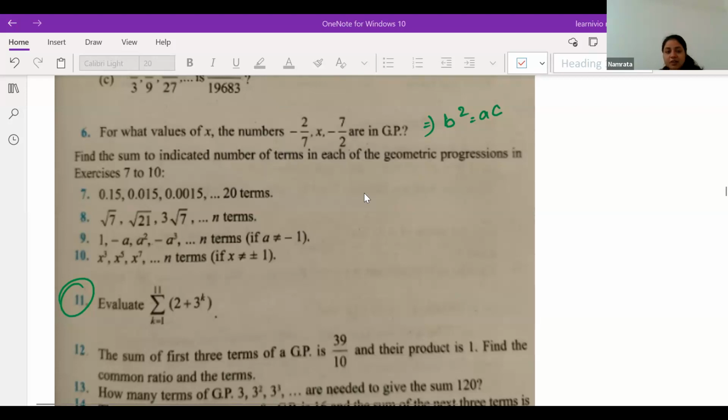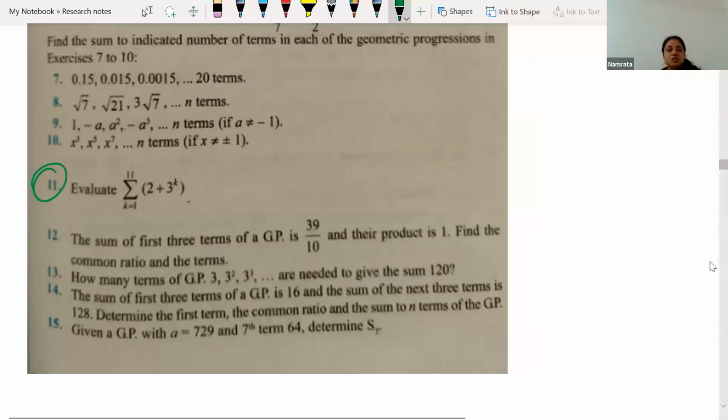So here we will be having summation. I have taken this summation question because most of the time students get confused with this summation sign. No worries, whatever is given, we will just expand it, just a few terms. It is given that k is equal to 1 to 11. Am I audible? Can you see the screen?